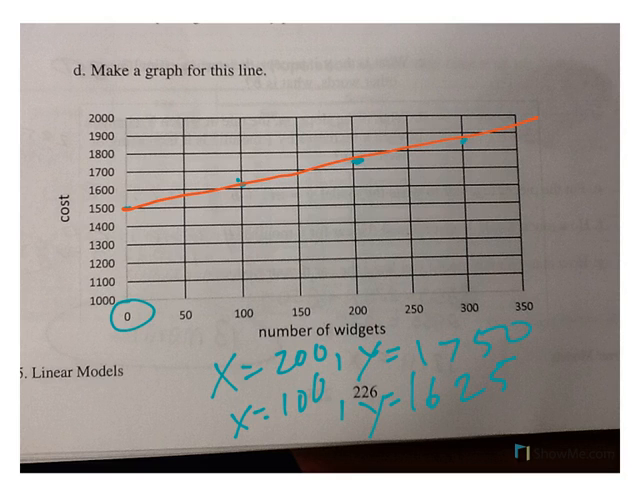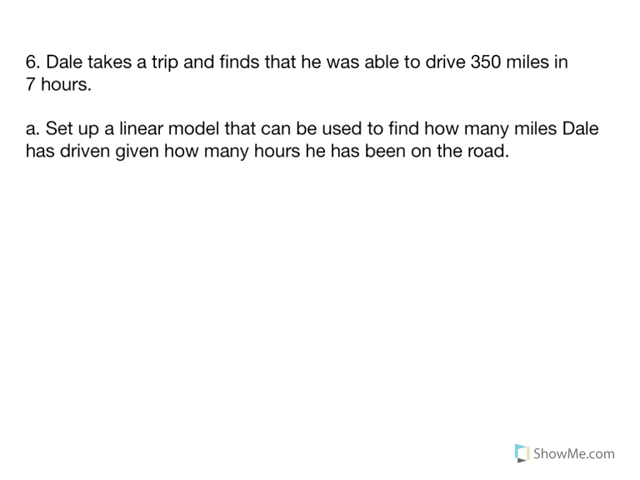All right, moving on to the last page, number 6. Go ahead and just try number 6 and then stop, and then come back and watch it. So Dale takes a trip and finds that he was able to drive 350 miles in 7 hours. Set up a linear model that can be used to find how many miles Dale has driven given how many hours he's been on the road.